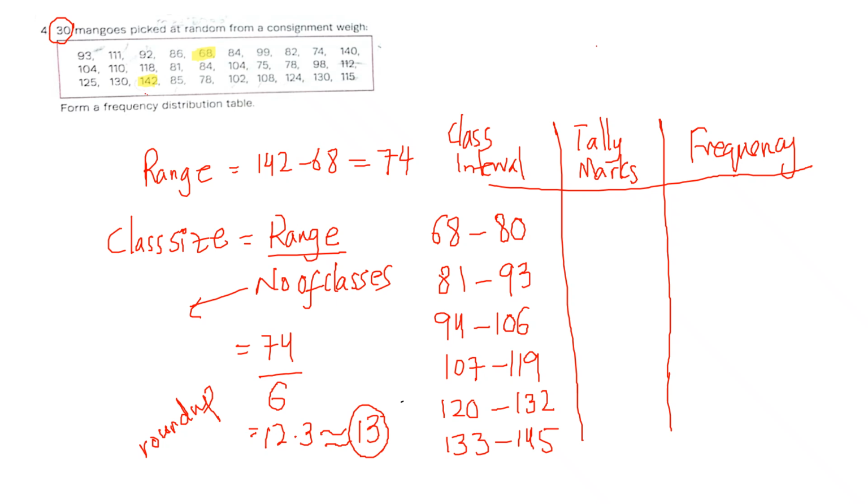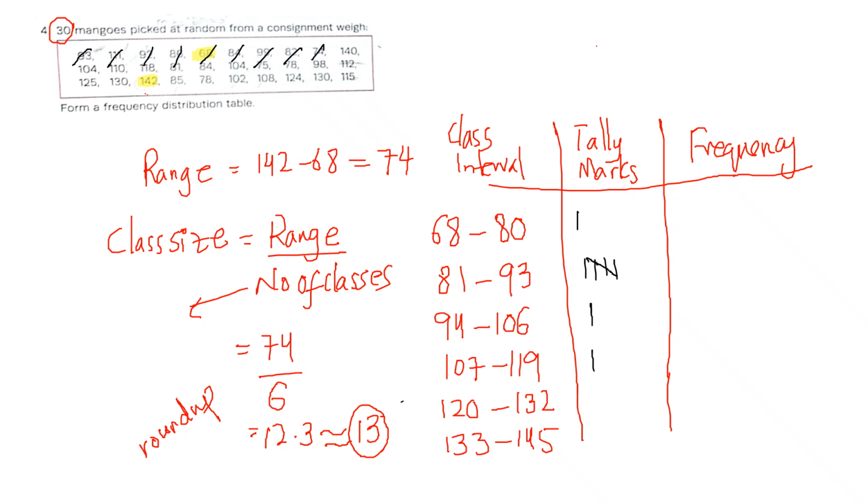What we will do is identify which data occurs in which class interval. For example, I have 93 and 93 lies here. So I will cross 93 here and put a tally mark here. 111 lies here, 92 lies here, 86 lies here, 68 lies here, 84 lies here, 99 lies here, 82 lies here. Fifth mark will be like this.